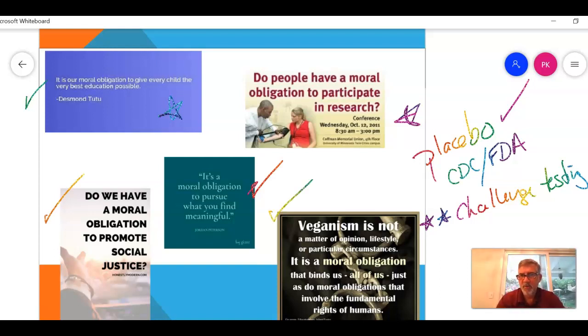Now, I am mostly vegan, but here's what's put out by vegan groups. Veganism is not a matter of opinion, lifestyle, partial, or particular circumstances. It's a moral obligation that binds all of us, just as moral obligations that involve fundamental human rights. There are problems with this statement. I decided to be mostly vegan because of environmental issues, but this is not about human rights. This is about personal opinion and what we think our moral obligations are. But it's not necessarily a societal thing, because society doesn't view it that way.